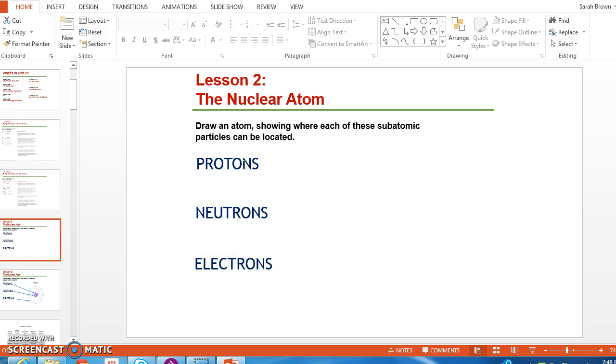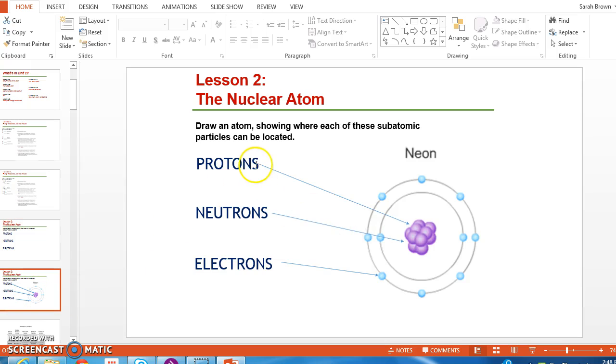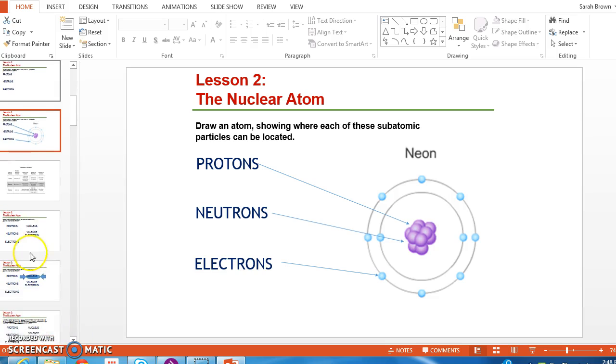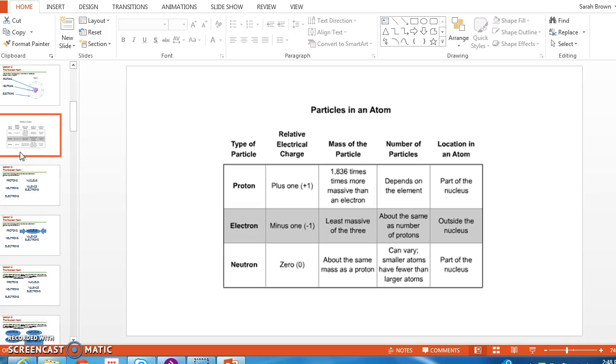So draw an atom showing where each of these subatomic particles can be located. Protons and neutrons are both located in the nucleus. Electrons are located in the outer shells. So electrons are the little blue dots, the protons and neutrons are the purple dots. Pause the video and take a couple seconds now to look over this chart. This chart is very helpful because it gives you the type of particle, the charge, the mass number, and location. So that's really important to know for your semester exam.